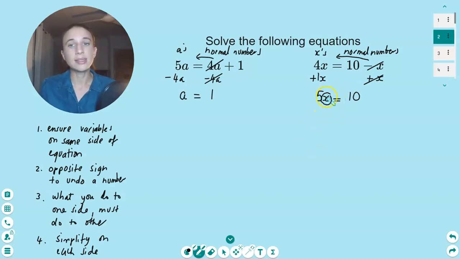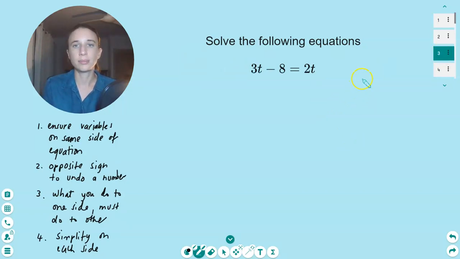So 5x is saying 5 times x. What's the opposite of timesing by 5? Dividing by 5. So opposite signs are there to undo the number. And what you do to one side, you must do to the other side of the equation. So we've also got to divide the other side by 5. Those 5s will cancel, and we're left with x equals 10 divide 5, which is 2. And that's our answer. Let's check out the next one.